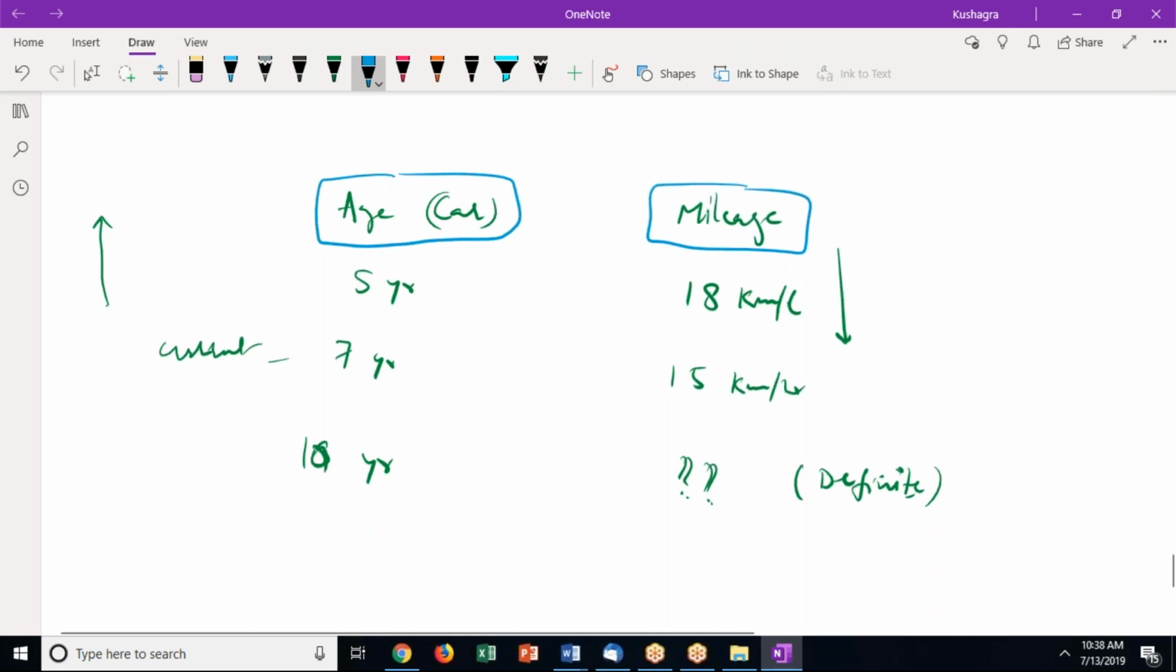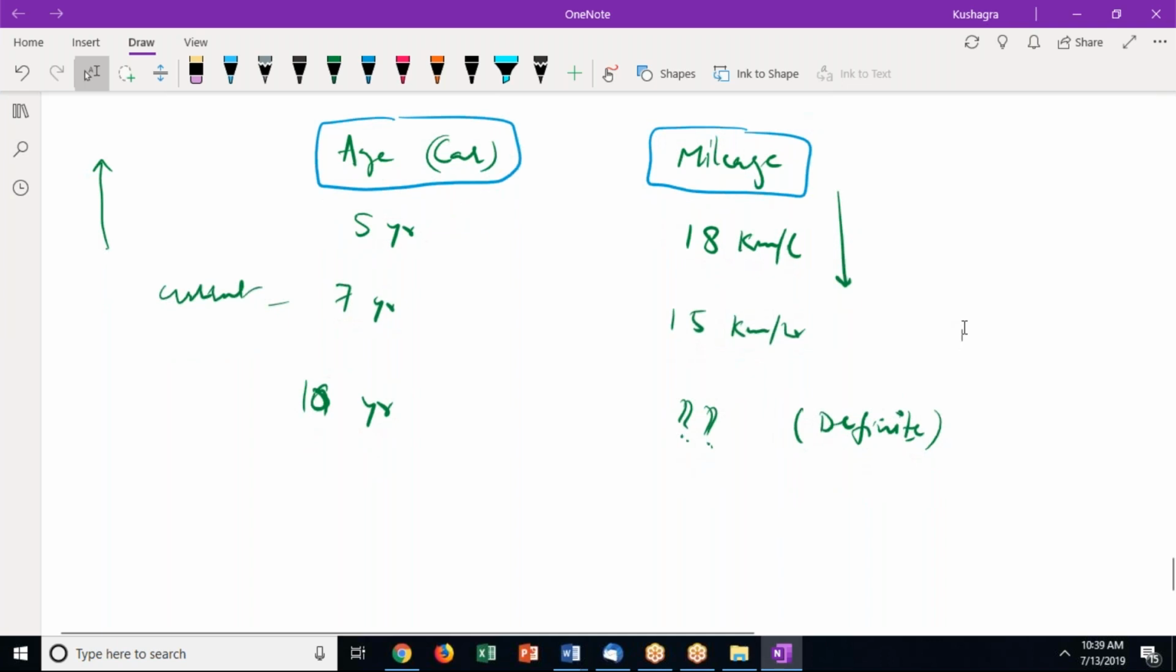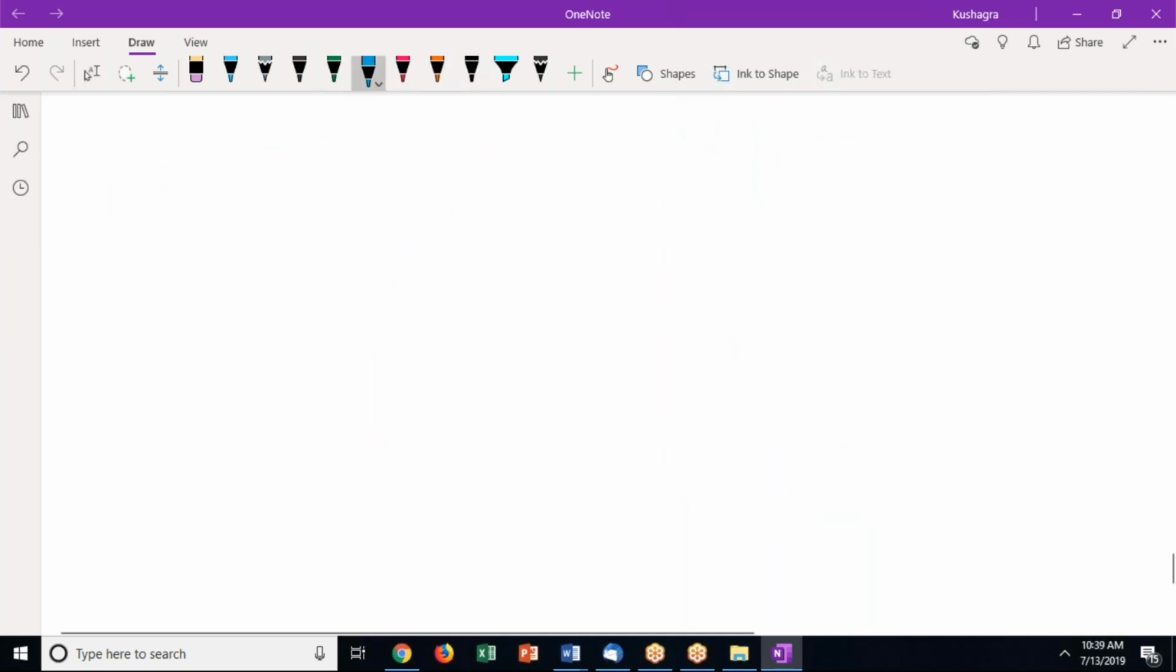Okay, enough time given. Yeah, so I've got a lot of answers. So most of you are saying that it's not feasible, right? I cannot get a definite value of the car. Primarily because the mileage of the car is not just dependent on the age of the car, it is dependent on multiple other factors, right? So mileage of the car is dependent on multiple variables, right?